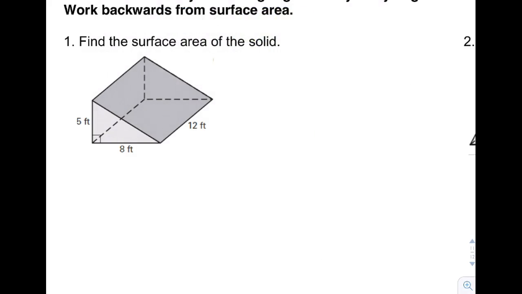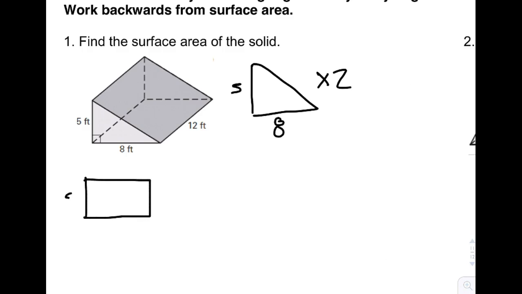So we have a triangle, front and back, 5 and 8. We have two of them, so I'm going to multiply by 2. We've got the bottom rectangle, which is an 8 by 12. We've got the side rectangle, which is a 5 by 12. But we're missing a side length right here.